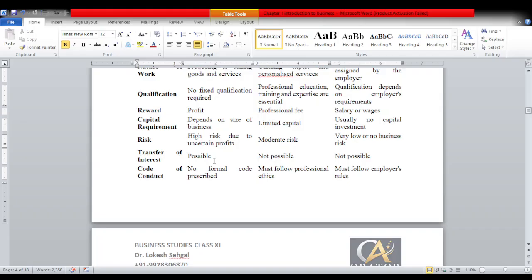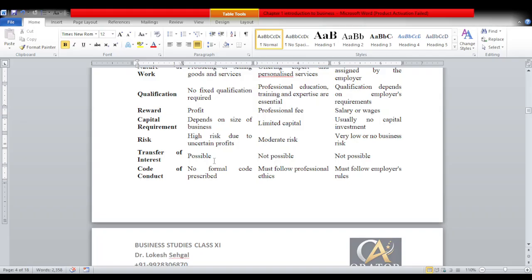No formal code is prescribed. Business can be done with a different code of conduct, but it should be favorable to society. But in terms of profession and employment, you definitely have to follow some professional ethics and some professional requirements. As a professional, you should follow the guidelines suggested by the particular body with which you are associated. So you must follow the professional ethics and code of conduct.